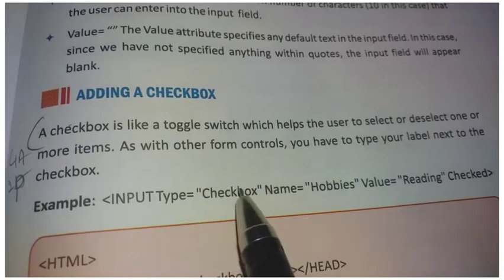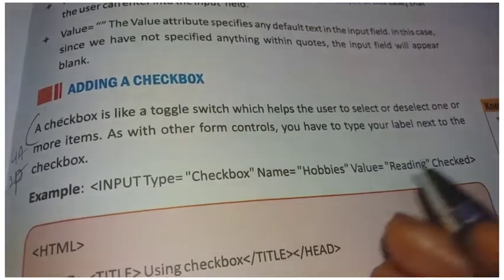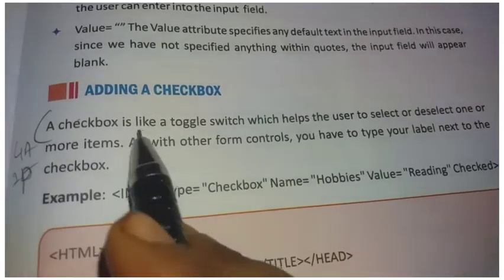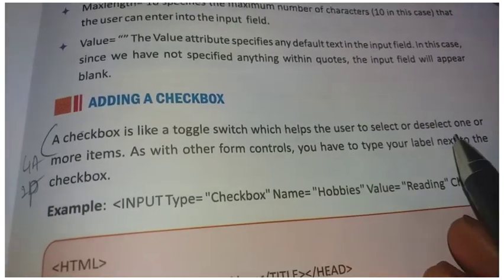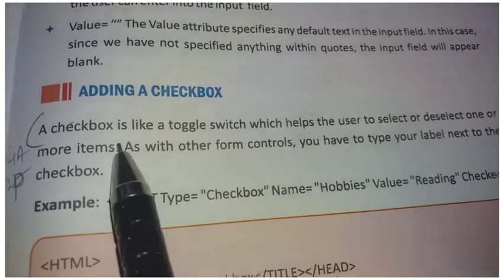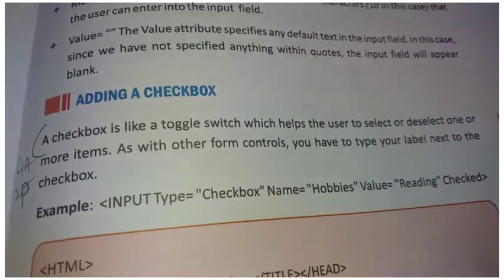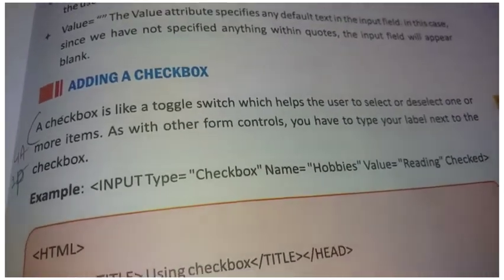How to add a checkbox? Input, type equals checkbox, name, value, like that. A checkbox is a toggle switch which helps the user to select or deselect one or more items. For example, many switches will be there. If you want to turn on the fan, you will turn on only one fan, but there are multiple options like that.